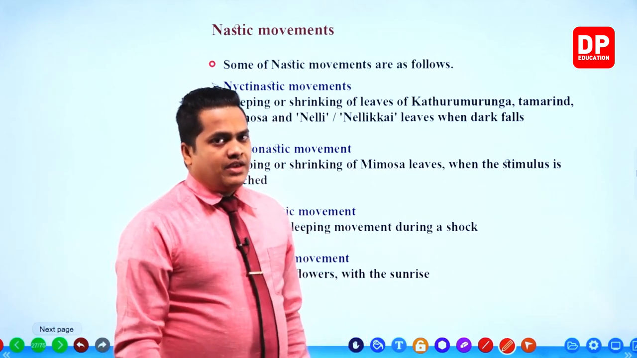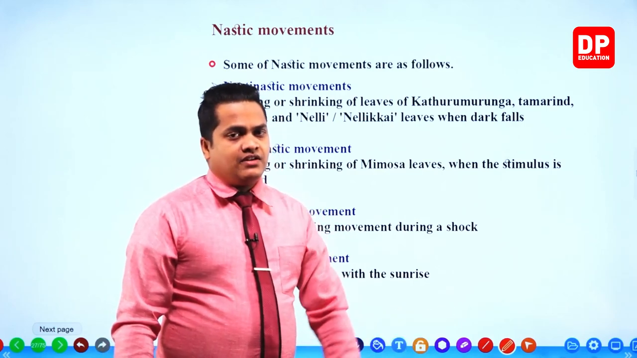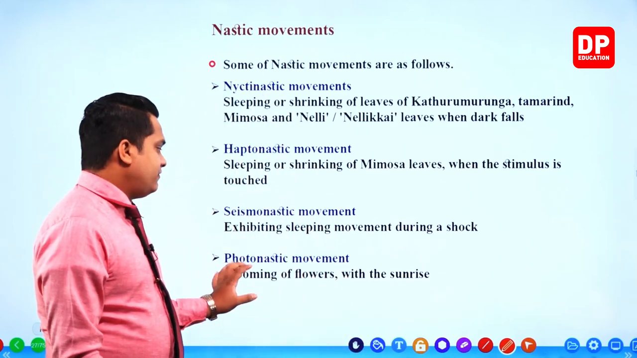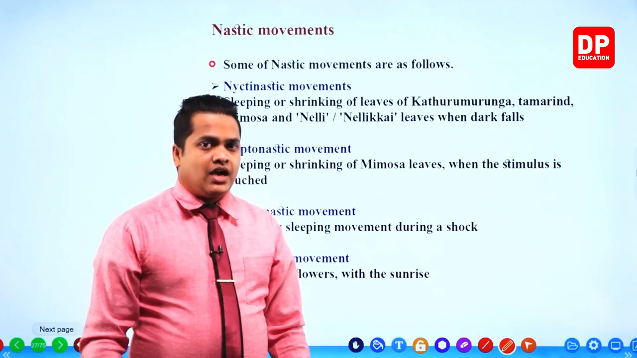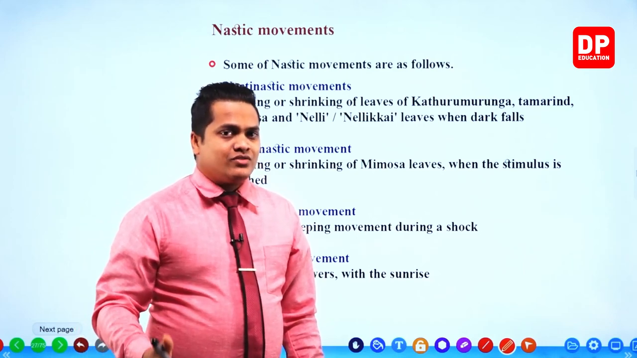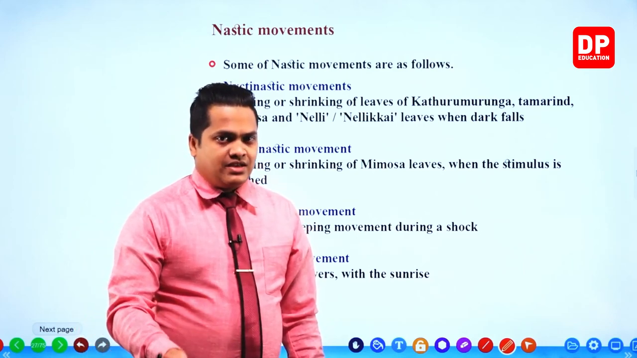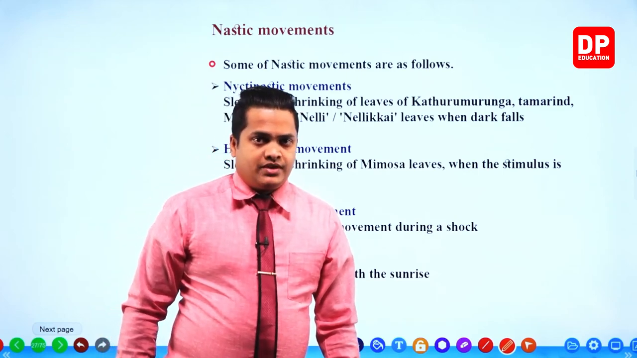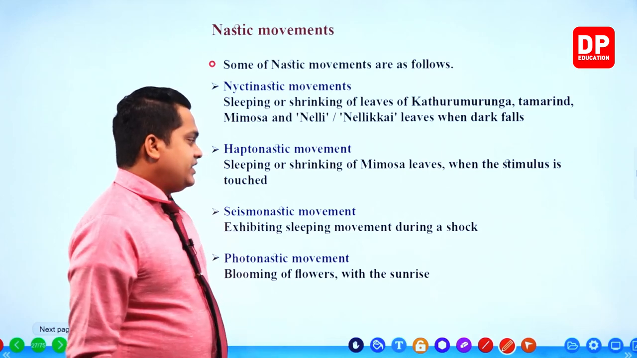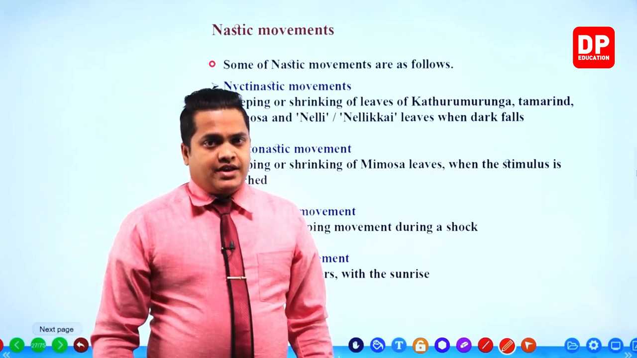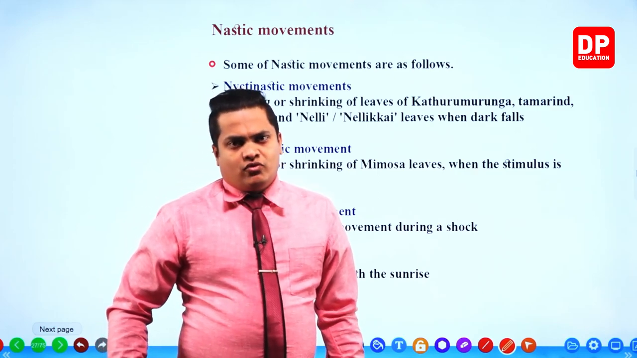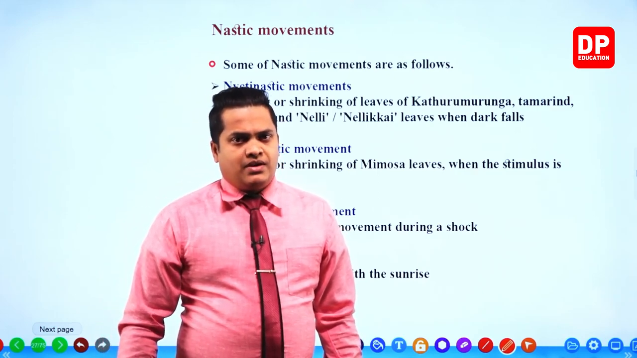The final one would be blooming of flowers. These things are referred to as photonastic movement. I told you that photo means light. So blooming of flowers with the sunrise can be taken as a photonastic movement. So these are the types of nastic movements that we can observe within a plant.